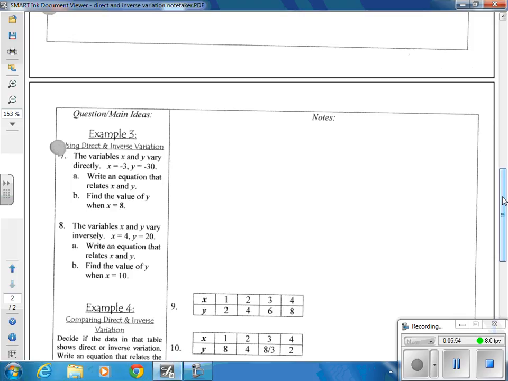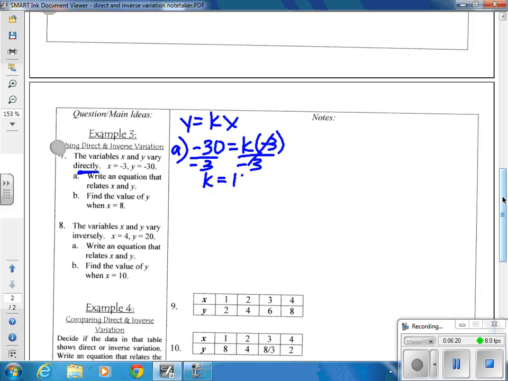For number 7, it tells you the values vary directly, so I know I'm using y equals k times x. Okay, and this is for part A. I need to write an equation that relates the x and the y. They told me the x is negative 3 and the y is negative 30. So I replace my x and y. Negative 30 equals k times negative 3. I solve it for k by dividing by negative 3, and I come up with k equals 10. Notice that in letter A it asks me to write an equation. So an equation would be taking the k out and putting the 10 in. So the equation that answers letter A is y equals 10x.